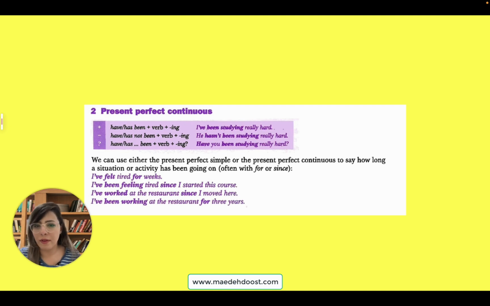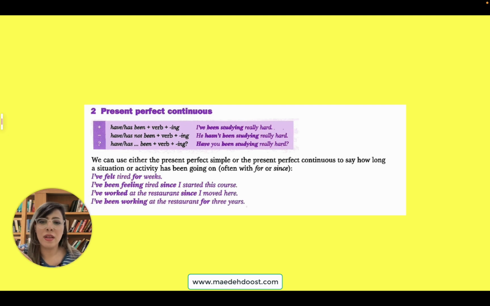So I felt tired for weeks. I've been feeling tired since I started this course. So look at these two sentences. I felt tired for weeks. I've been feeling tired since I started this course. They are so similar. But the feeling that you get when you're reading I felt tired for weeks and I've been feeling tired since I started this course is a bit different.